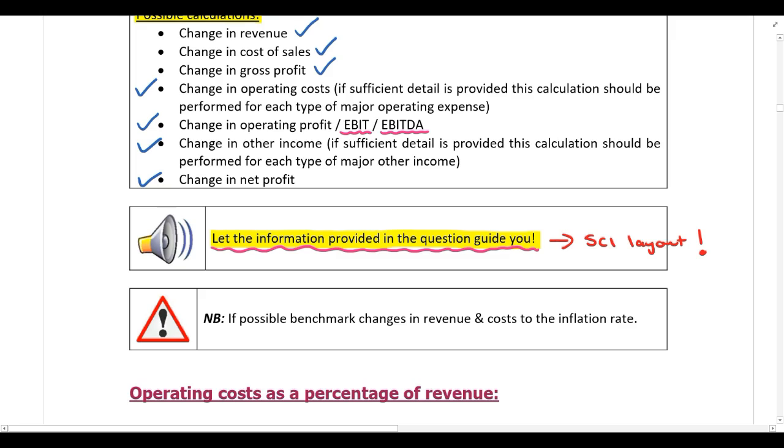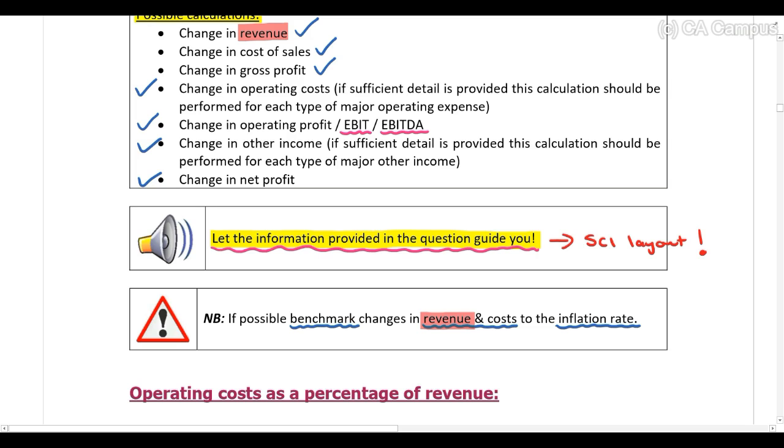Then please just note over here, when it comes to your discussion and when you are benchmarking, you can benchmark changes in revenue and costs to the inflation rate. So if the inflation rate is provided in the question, you can use this as a benchmark when you are looking at the movement in revenue and also the movement in your costs. But mostly, you'll see we link this to the movement in revenue. And I'll discuss that in more detail when we get to our calculation in our example.